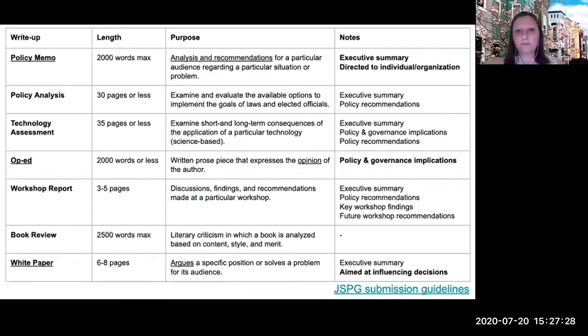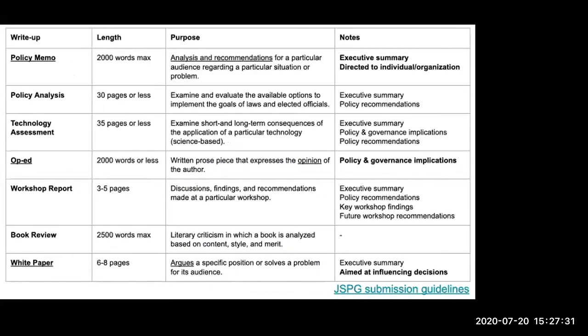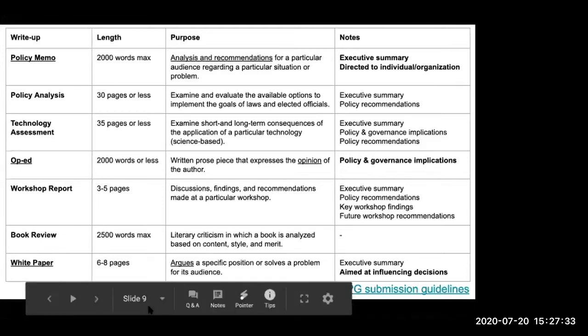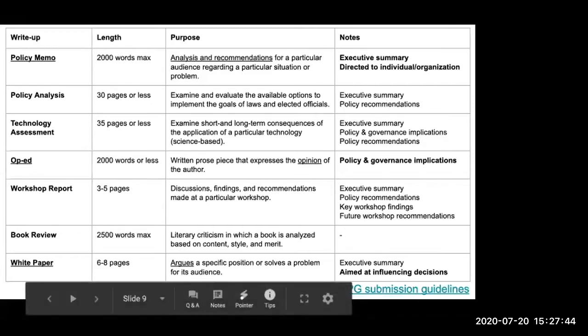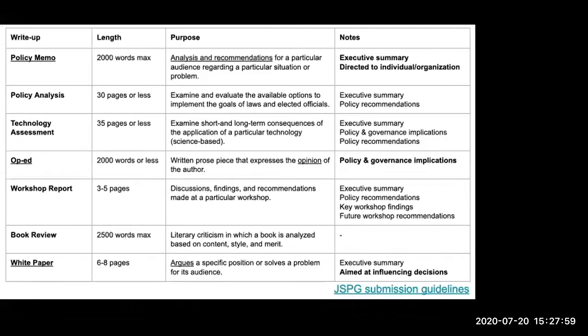So here, I just want to show you the breadth of the different types of write-ups that you can have. This is taken from the JSPG submission guidelines, which has more information and examples as well, so I encourage you to check that out. What you can see here is that there are a lot of different types of write-ups. They vary in length and purpose, and some of them have executive summaries. Some do offer policy recommendations, not all of them. Some influence decisions, whereas others are more balanced. And so we'll go through that.